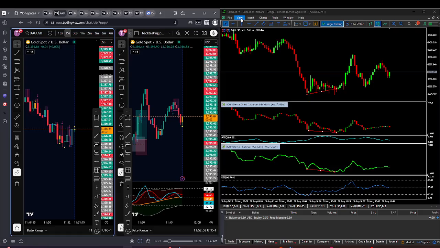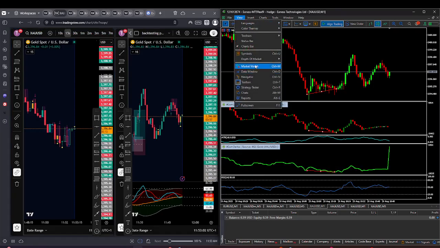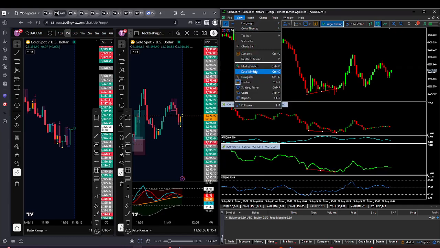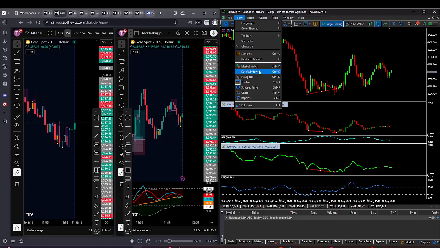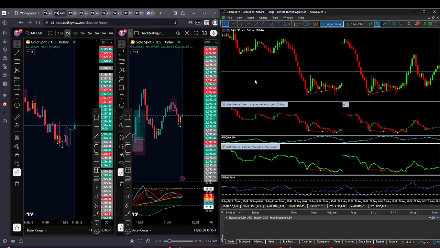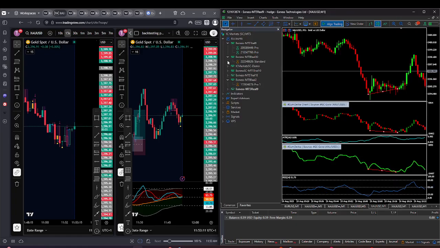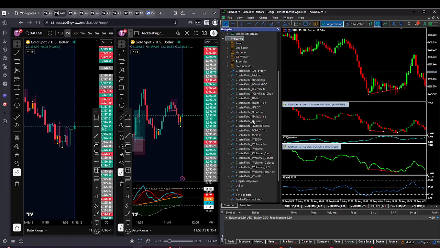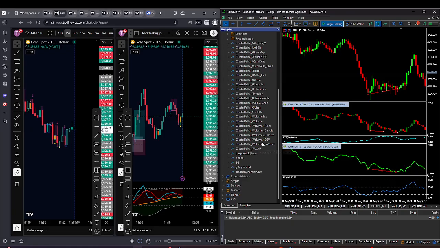When you install Cluster Delta and log in to it, you add the indicator to your MT5. You're going to see a list of indicators here. These are all the footprint indicators, and the one we need is just this one. I don't like this noise, so let me just reduce the volume. All right, the one we need is this.